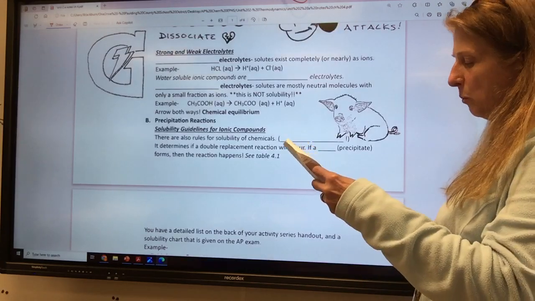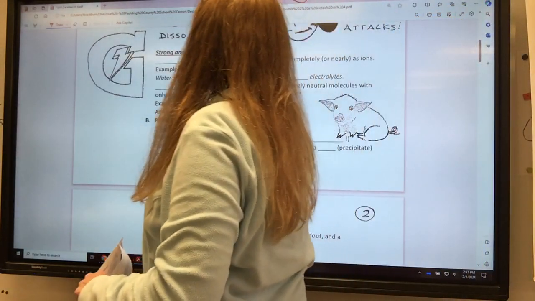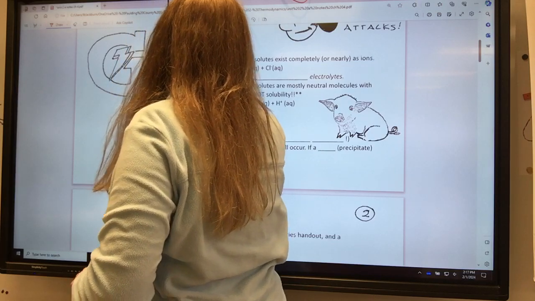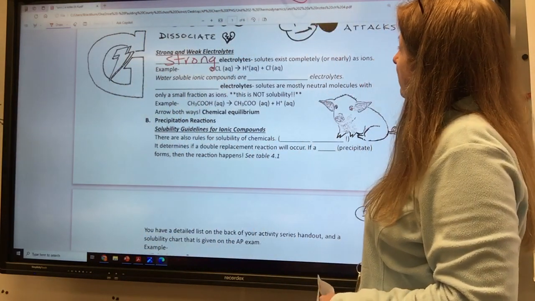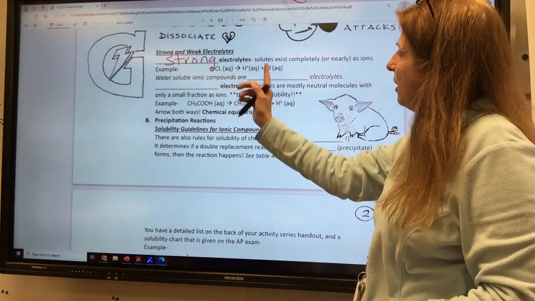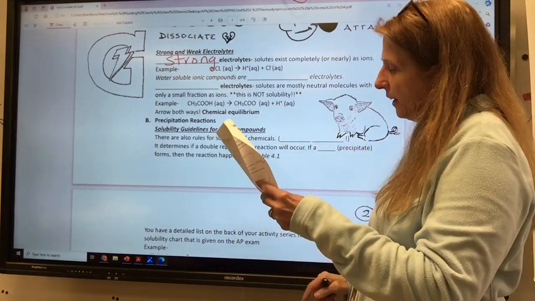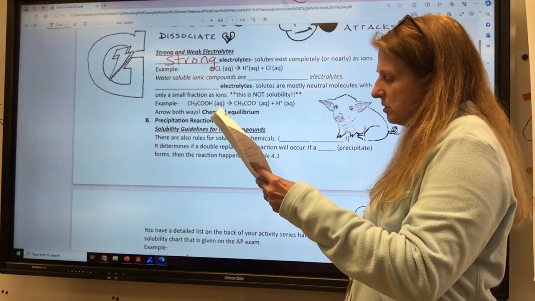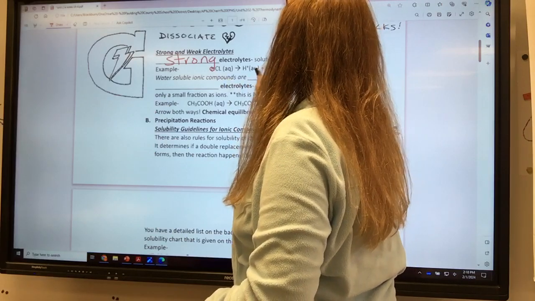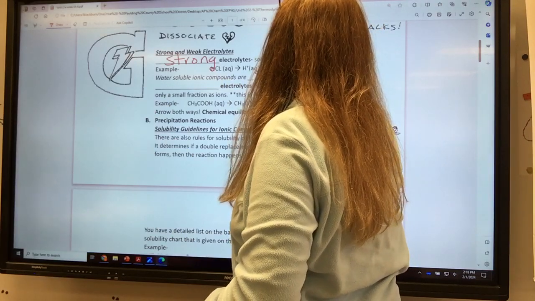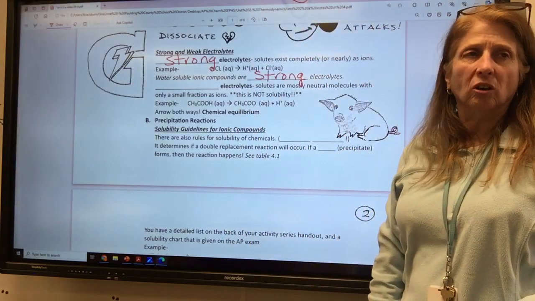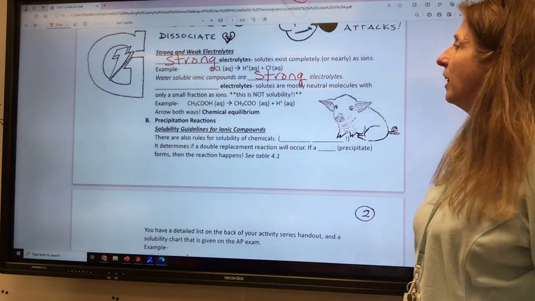Okay, so strong and weak electrolytes. Strong electrolytes are solutes that exist completely or nearly as ions. For example, hydrochloric acid breaks into hydrogen and chloride. Water-soluble ionic compounds are strong electrolytes. So like salt. Salt in water, strong electrolyte.